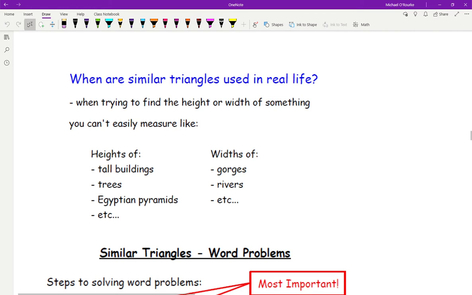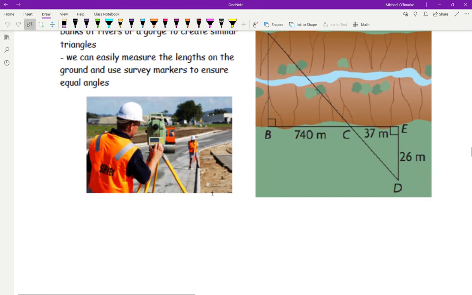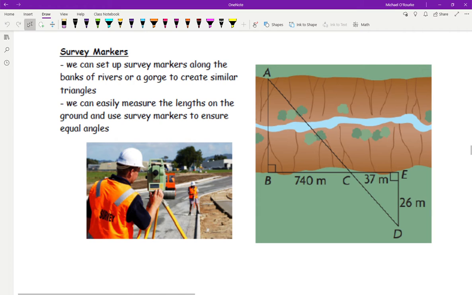You can do it with Egyptian pyramids as well. Widths of rivers and things along those lines. What are these guys called again? Surveyors. Surveyors do this as well. They'll measure from one point to another.